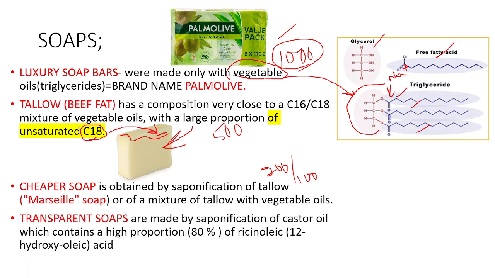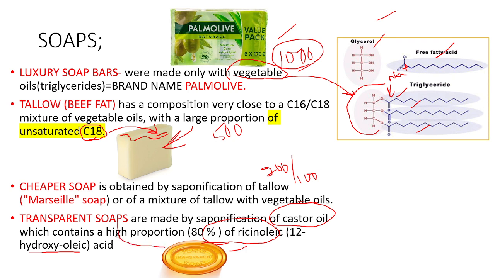Next one is transparent soaps. See, these transparent soaps contain castor oil. Castor oil contains a major proportion of ricinoleic acid, which contains a hydroxy group, an OH group at the C12 carbon. At the 12th carbon it contains a hydroxy group. A transparent soap example is Pears soap. This Pears soap is transparent in nature, and it majorly contains castor oil containing ricinoleic acid.